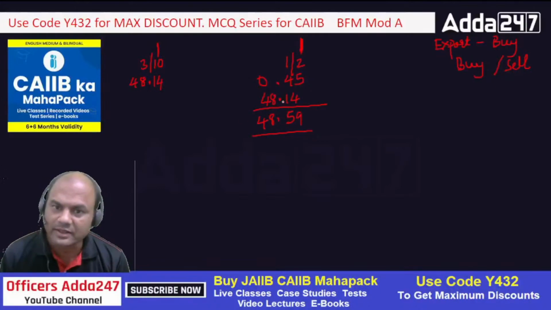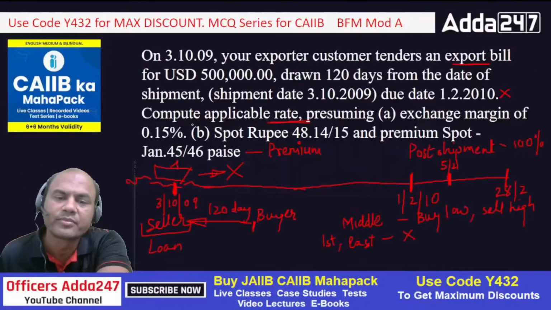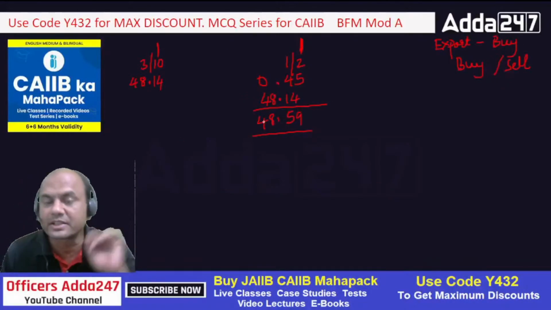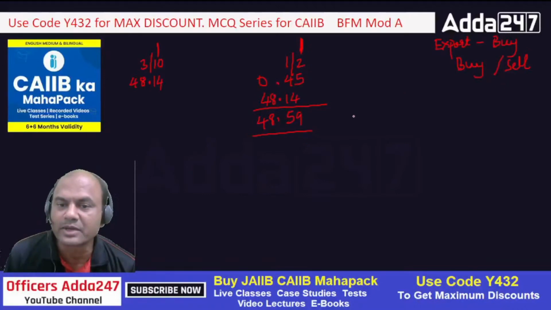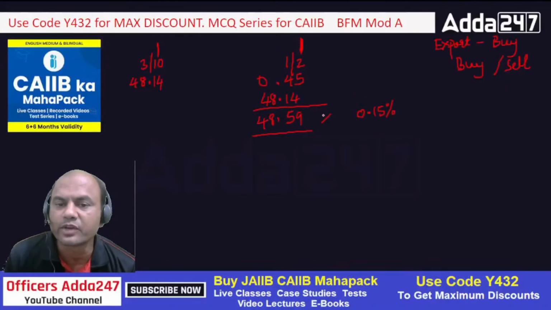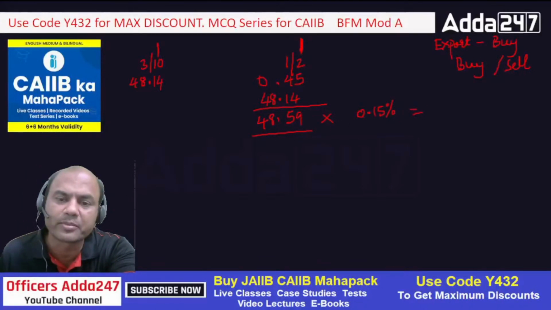Now this is my final rate, but still this is not my net rate. Why? Because I have to take this exchange margin. What is this exchange margin given? 0.15%. So now I'll apply this exchange margin also. Exchange margin is 0.15% of what? Of 48.59. So the answer comes out to be 48.59 into 0.15%. So what is the answer for this?